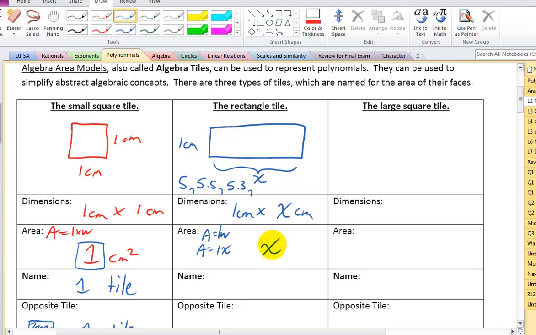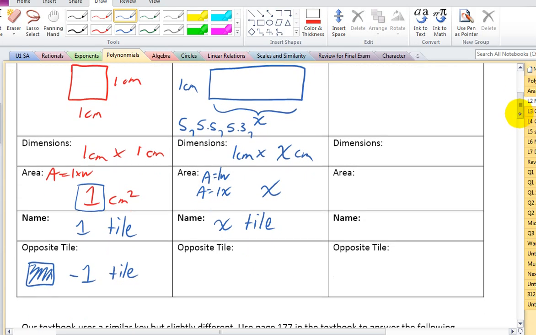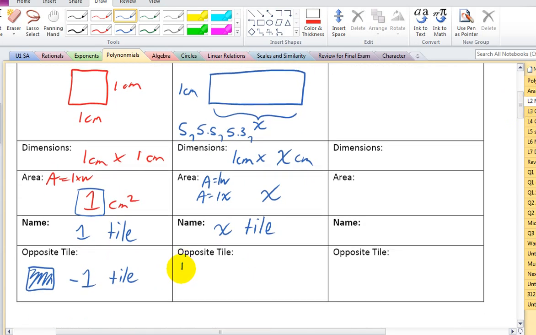So this has a really fancy name. Are you guys ready for this? The X tile. Crazy. Unbelievable. What about the opposite tile? Oh, so if we shade it in, then we'll call it a -X tile.